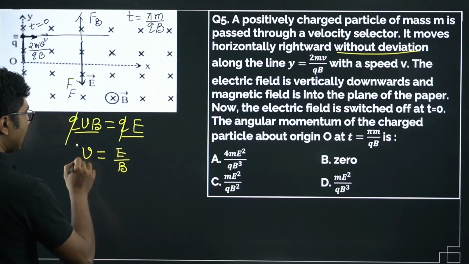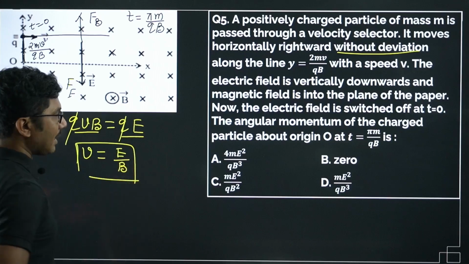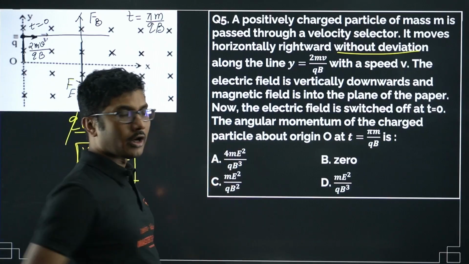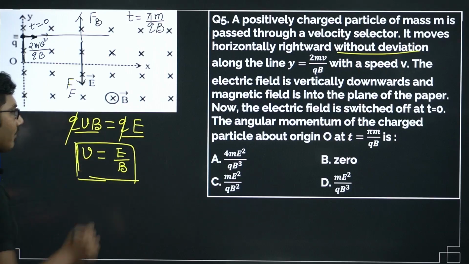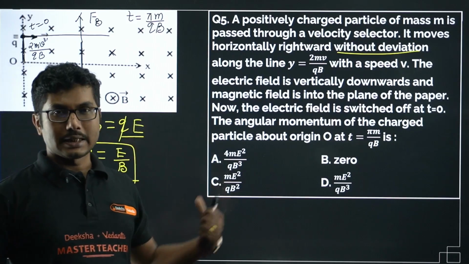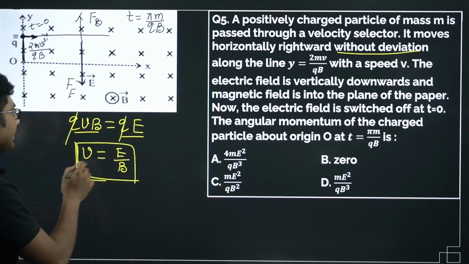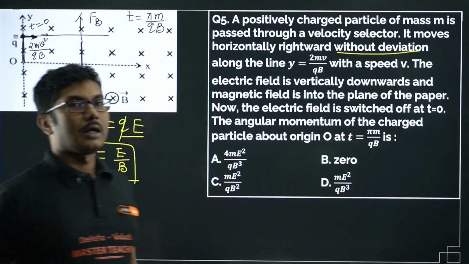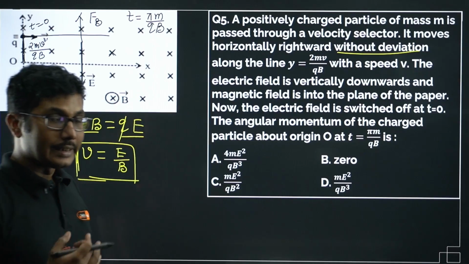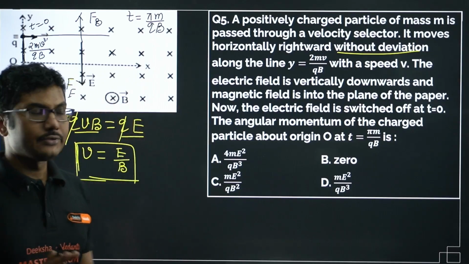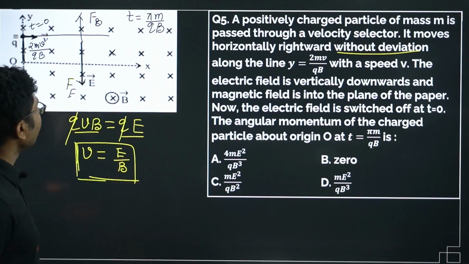At the beginning, V is equal to E by B. That is required to find one of the forms later on. So this is the first stage. This is the condition for velocity selector. If the velocity is equal to E by B, then only that velocity will be allowed to pass through that electric and magnetic field. Any other velocities will not be allowed. So this is the condition for velocity selector.